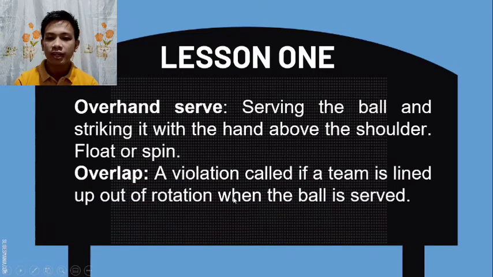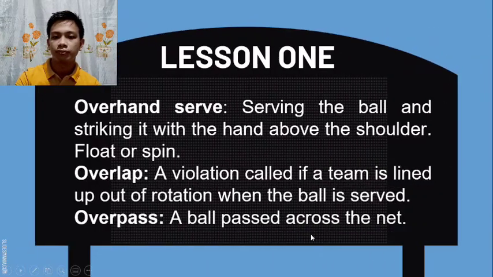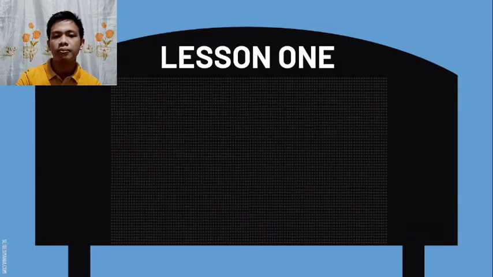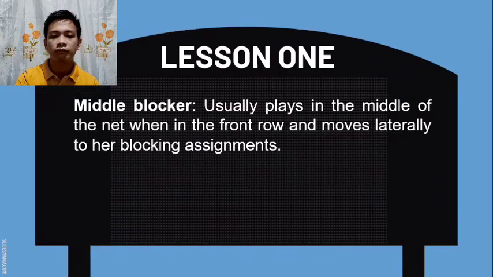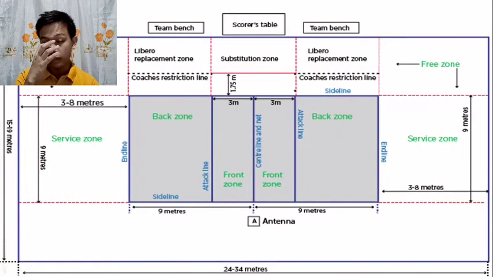Next, overlap. A violation called if a team is lined up out of rotation when the ball is served. So, di ba meron tayong sinusunod na rotation. Balik natin dito. Okay. Pag may nadaanan tayong court, well, balikan na lang natin baka may court. Hindi pa naman malayo. Okay. Layo pala. Medyo. So, ito yung rotation.